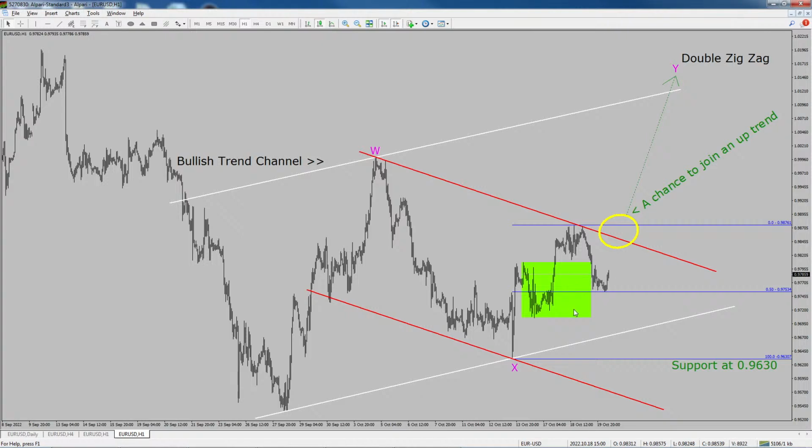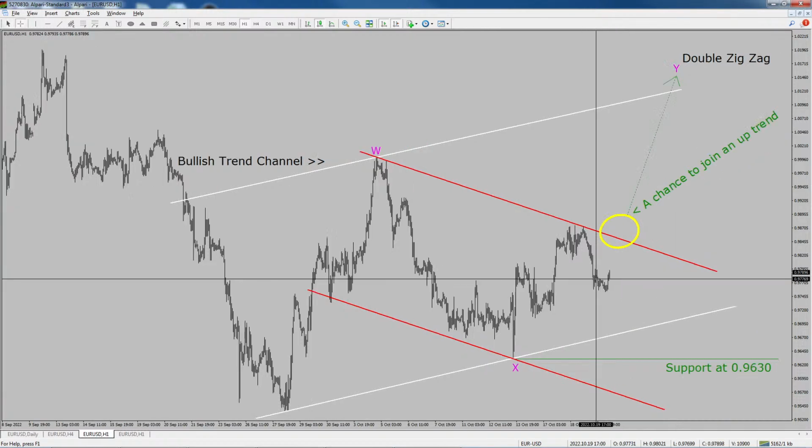So for those who are interested, to me it's an uptrend in the euro dollar currency pair. The time frame I'm looking at is the 1 hour chart. Okay, and there's a chance to join an uptrend. But do not just take a buy trade at the current price action. You need to wait for the market to break the upper boundary line, the upper trend channel line, and then the market is probably going to rise up to print bullish corrective wave Y, which is also going to complete the bullish double zigzag. Okay.